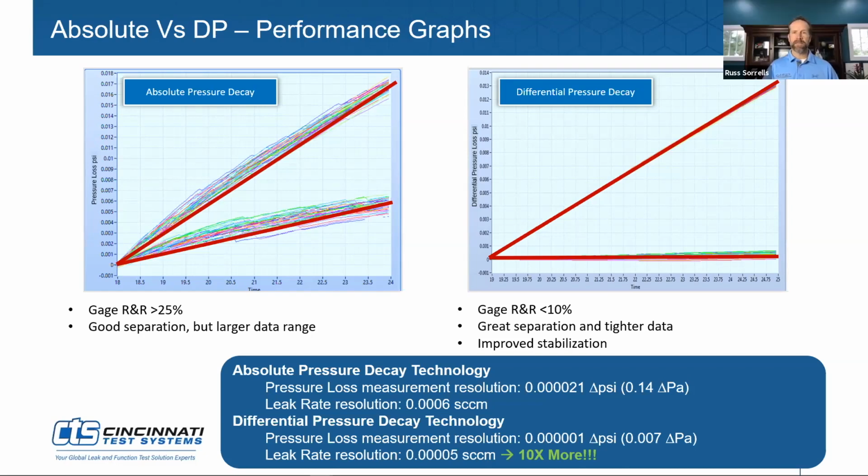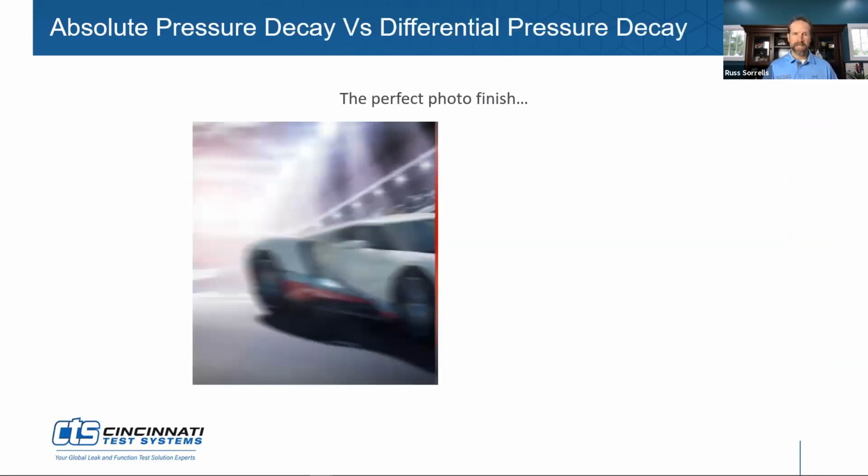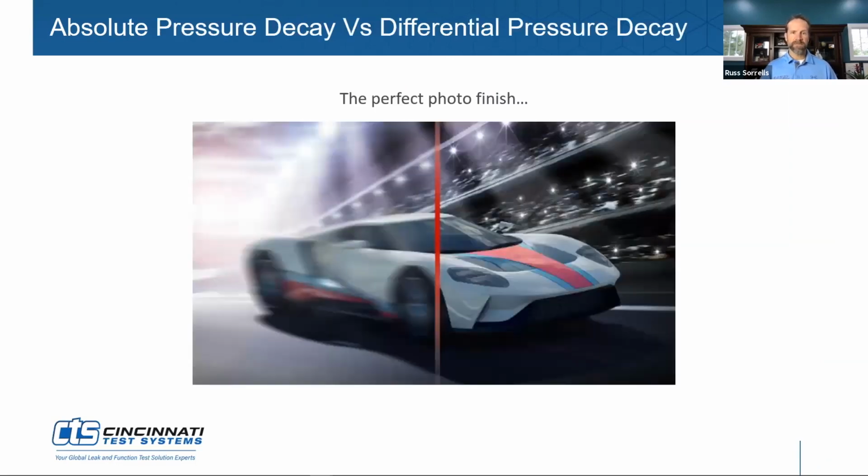Yeah, that was what I was going to ask: what are the drawbacks? Is differential pressure decay more expensive than absolute pressure decay? It can be, based on the instrumentation you use, but right now we're bringing all our instrument builds together so that there's really no difference. It's more of a question of, is it the right leak test?